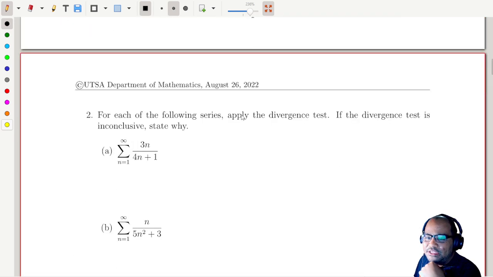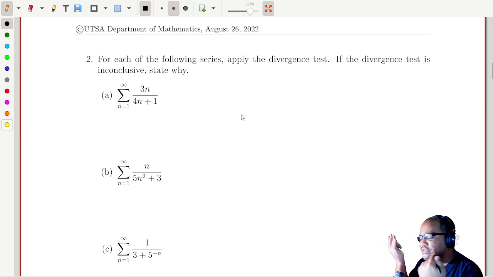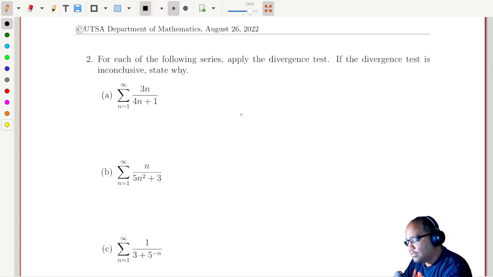All right, let's go ahead and keep going here. Let's actually use this test, if we can. And if it's inconclusive, we'll give a reason. So, what does that really mean, to actually use a divergence test? Well, let's look at our first sum here, 3n over 4n plus 1. We're summing from n equals 1 to infinity. The divergence test just says take the limit of the terms and see what happens.